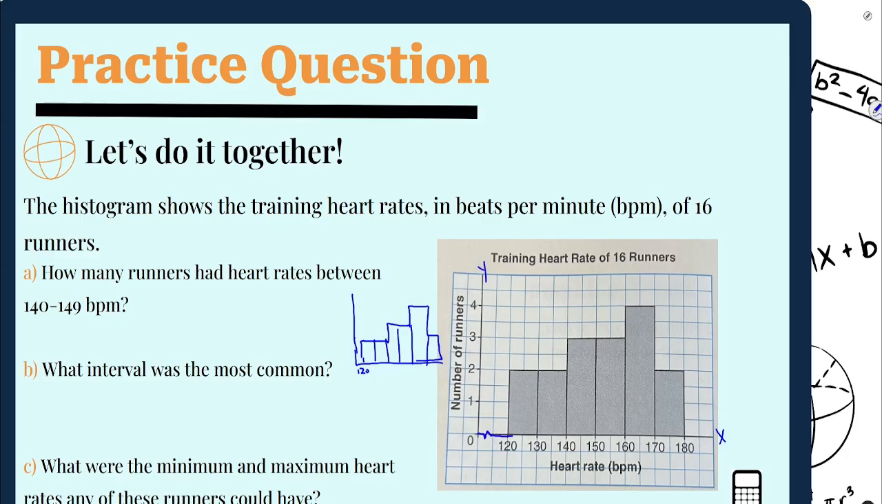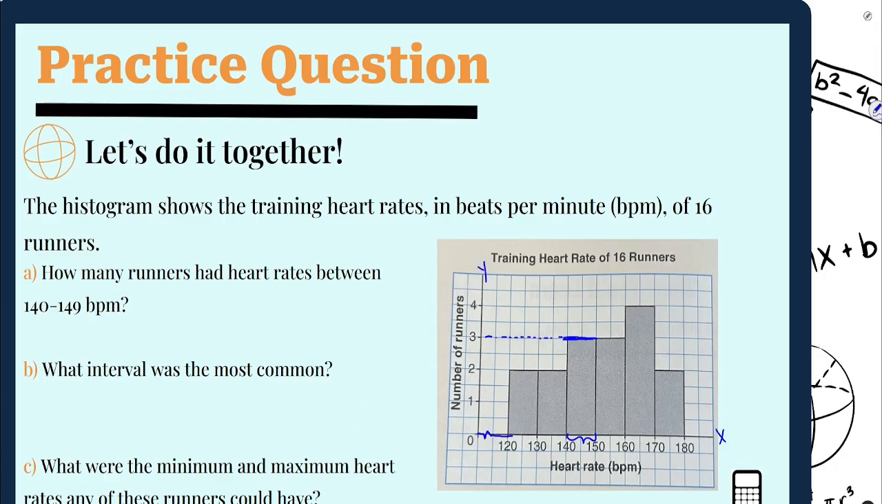So we're looking specifically at the 140 to 149 bar. That's the one we want to look at. Now that we have found our range of 140 to 149 beats per minute, we can go up and see how many runners were in that range. So we follow to our y-axis, and we can see that there were 3 runners.